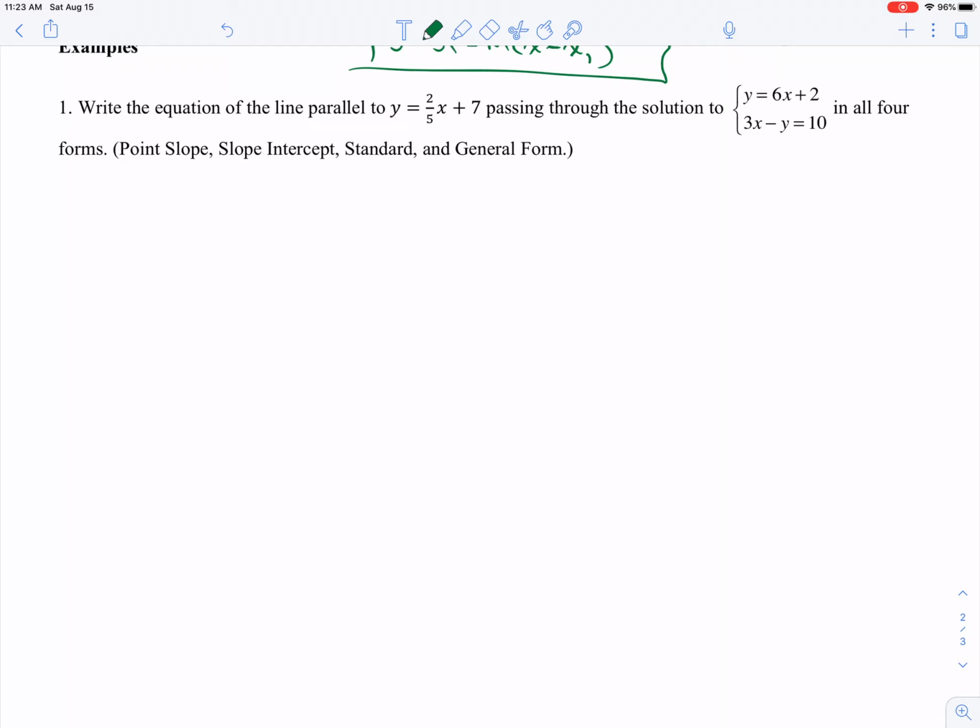So write the equation of the line parallel to y equals 2/5 x plus 7, passing through the solution of this system here in all four forms. So the first thing I kind of notice is that this new line we write has to be parallel to this equation here, or that line. And there's really only one ingredient I need to pull from that, and that's the slope. So can we agree right away that this new line we create, because parallel lines have the same slope, is going to have a slope of 2/5.